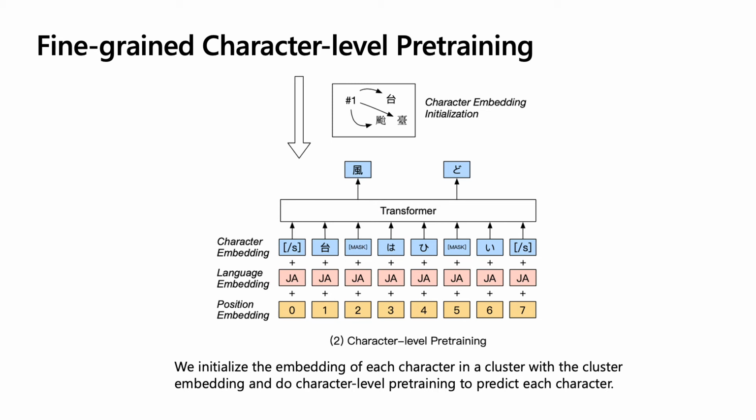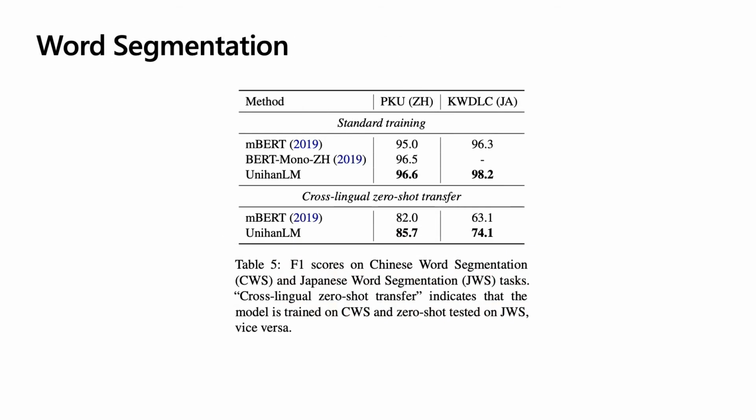And then we initialize the embedding of each character in the cluster by copying the cluster embedding, and we can then do a character level pre-training, which is basically the standard MLM to predict each character. So for more details of the pre-training, you can check out our paper.